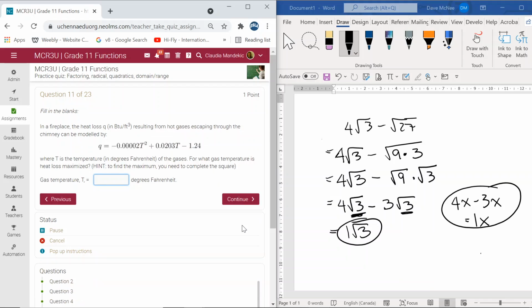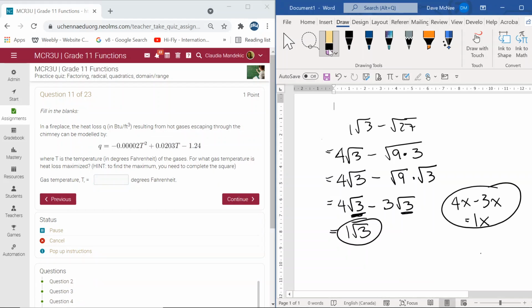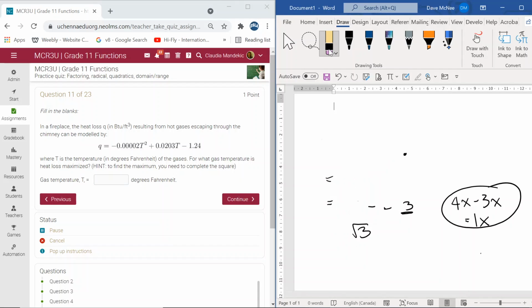Fantastic. Question number 11, fill in the blanks. Okay, so if you read this, it's asking for a maximum. And there's a hint there. It's telling me you have to complete the square.